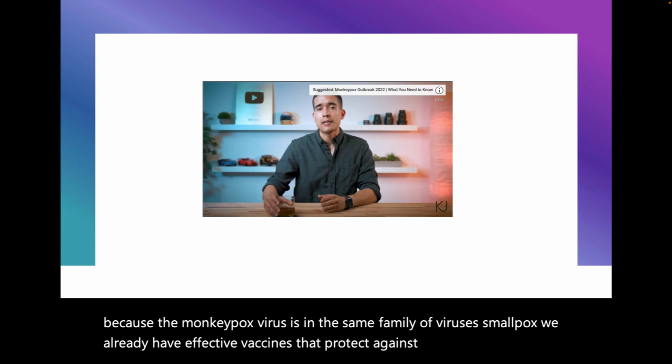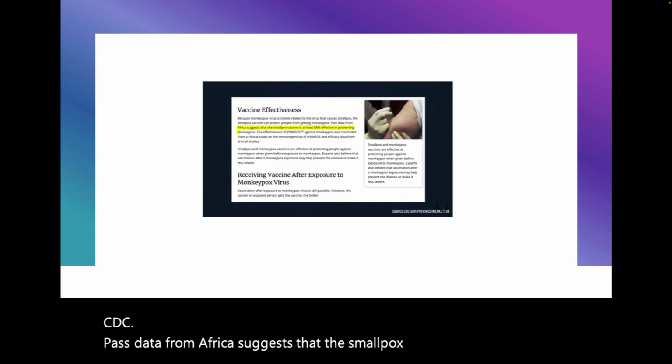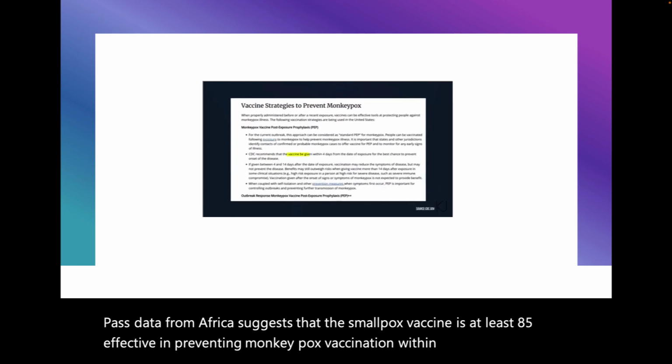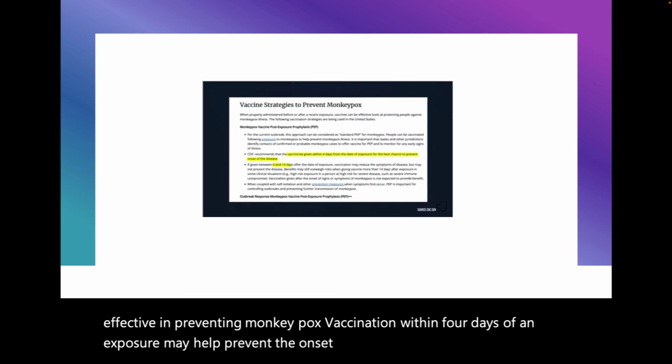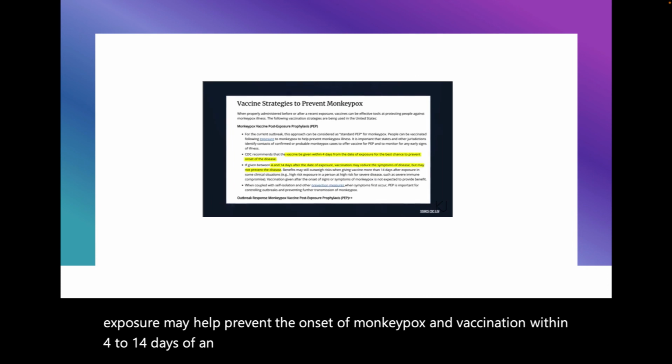According to the CDC, past data from Africa suggests that the smallpox vaccine is at least 85% effective in preventing monkeypox. Vaccination within 4 days of an exposure may help prevent the onset of monkeypox, and vaccination within 4 to 14 days of an exposure may reduce the severity and duration of the disease.